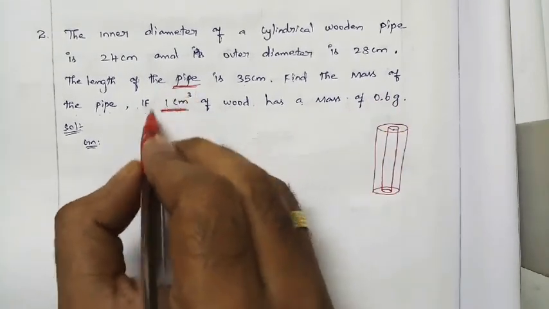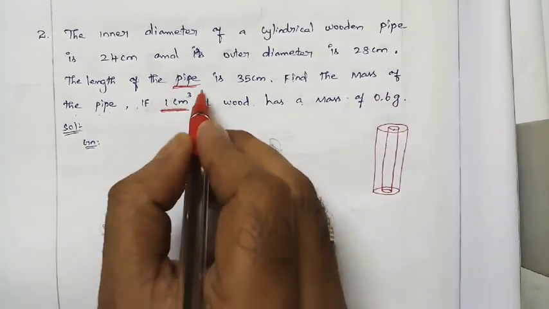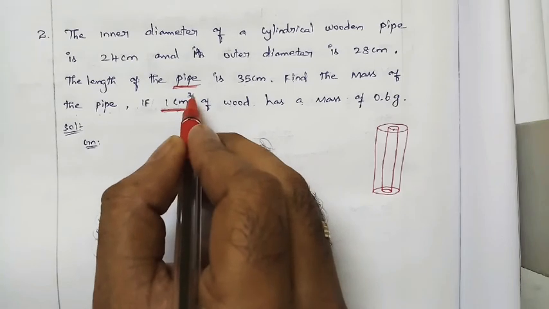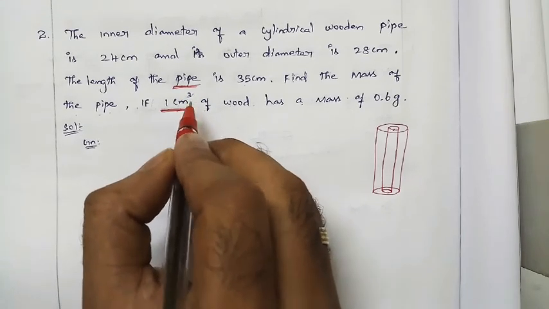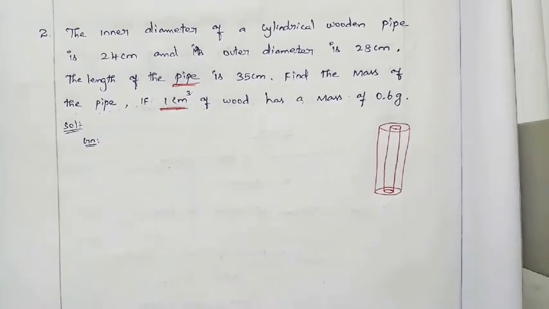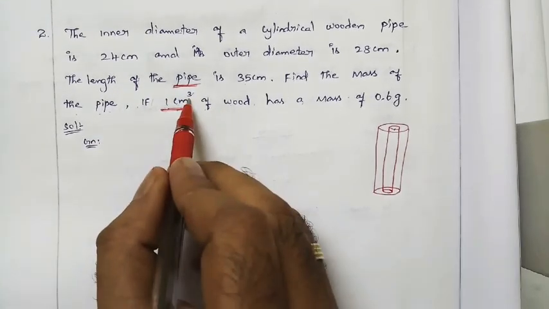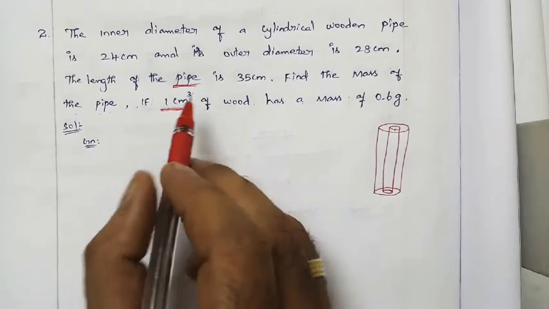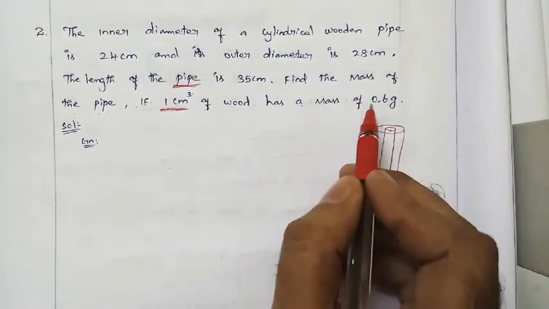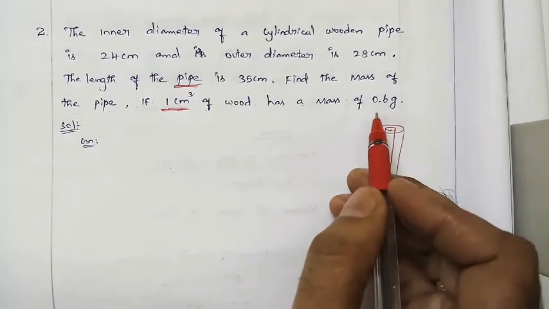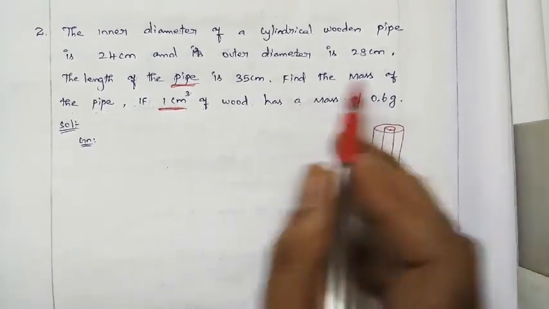For 1 centimeter cube, what is 1 centimeter cube? This is nothing but volume, right? Cube always denotes volume. Centimeter square, meter square, millimeter square denotes surface area. Cube denotes a volume, right? For 1 centimeter cube volume, the mass is 0.6 gram. What they are asking is to find the mass of the total pipe.